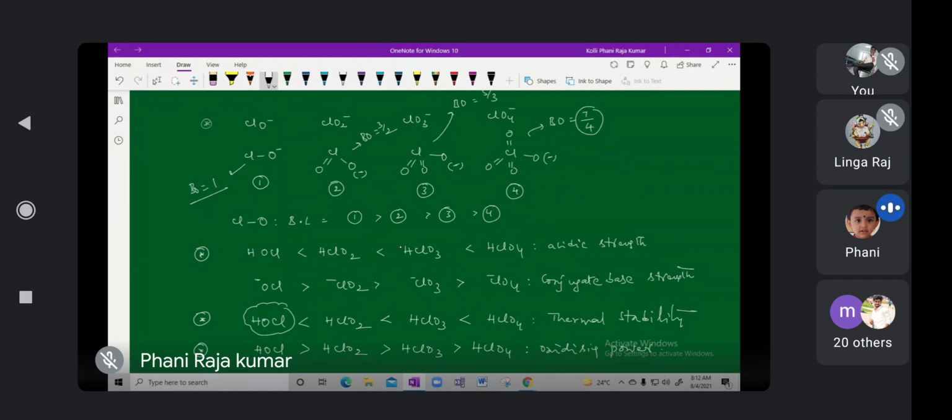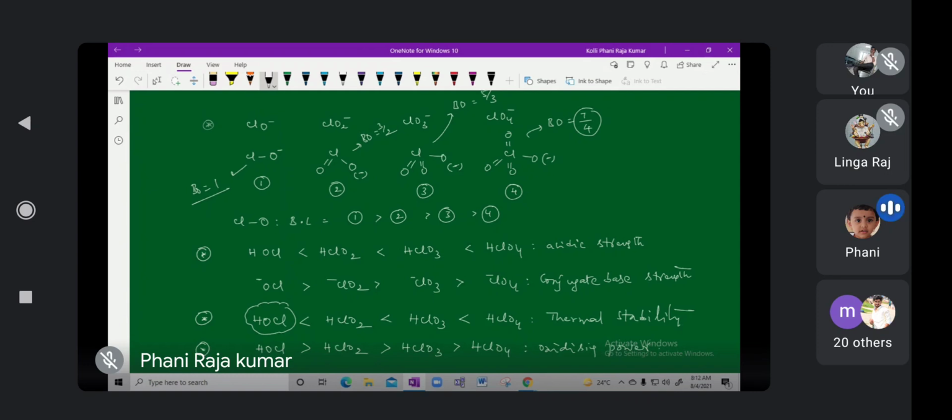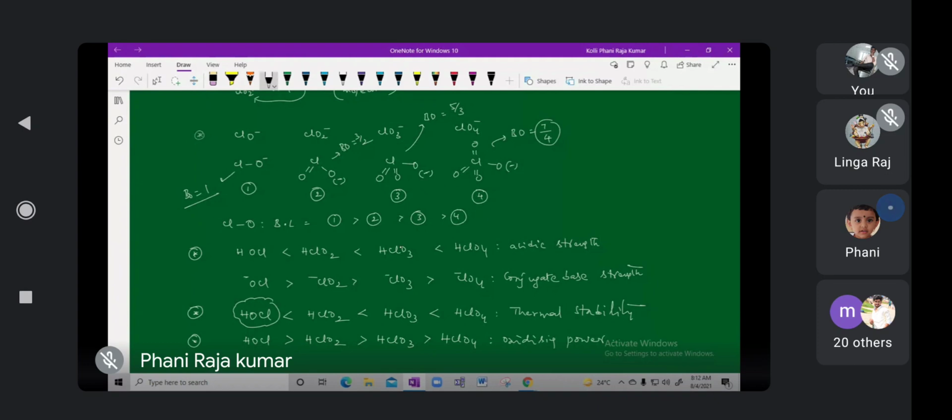Generally, that is applicable, but that statement is not applicable here because in HClO4 chlorine is in +7 oxidation state, but it is a weak oxidizing agent. In HOCl chlorine has the least oxidation state, but it is a strong oxidizing agent. So this comparison is on the basis of thermal stability.